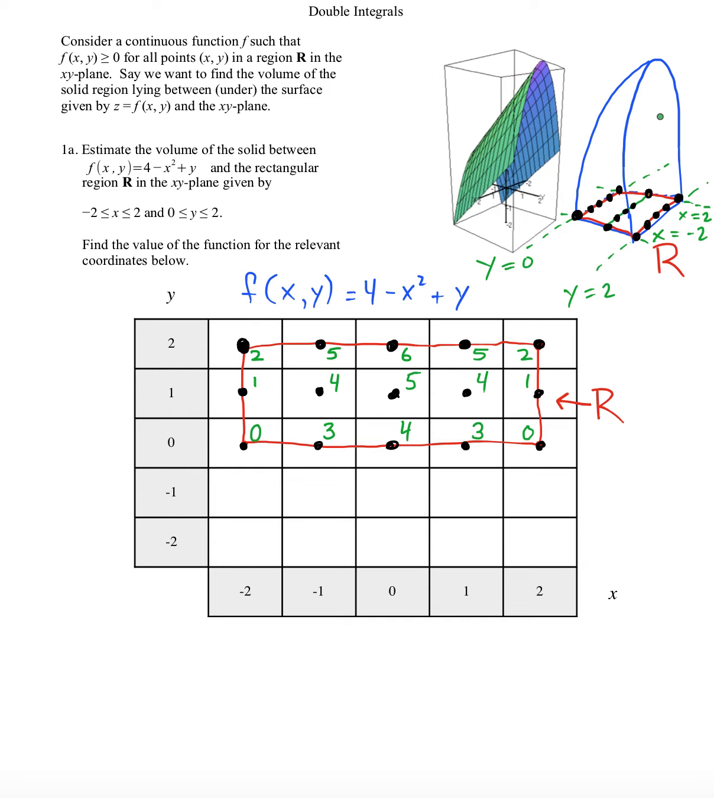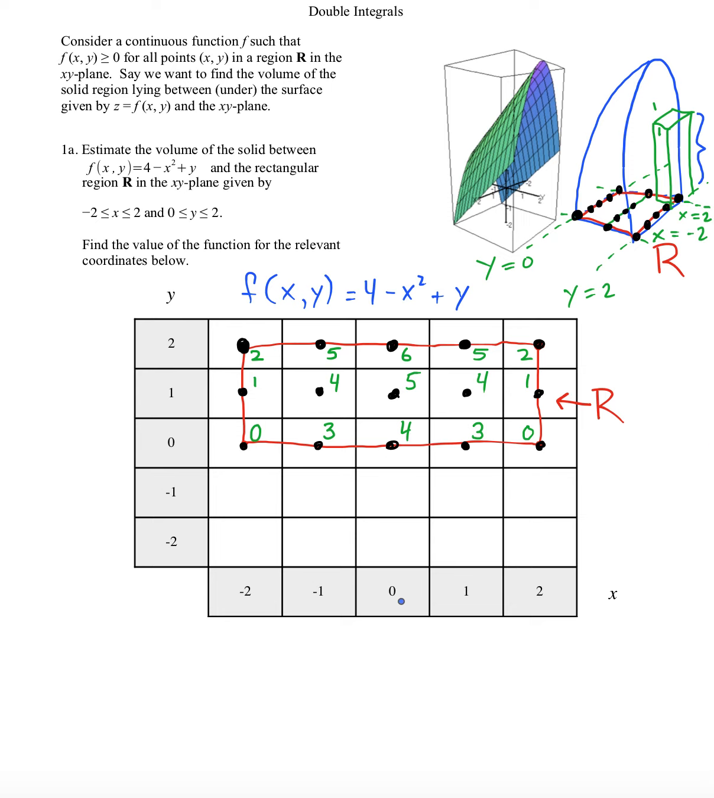And we're just going to create vertical boxes. Okay, so they're basically going to have a length and a width and a height. Now all the boxes are going to have a length and a width of 1. So that's a 1 and that's a 1. But how tall are the boxes? The heights are given by the function values, and those are the numbers in this table.